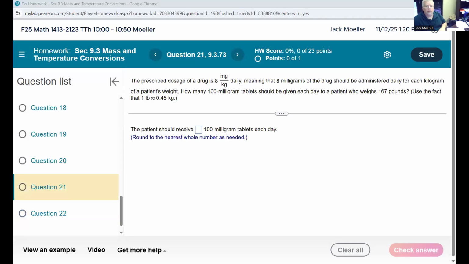All right, so for 21, we have the prescribed dosage is 8 milligrams per kilogram daily. So that's going to be a probably important number, meaning that 8 milligrams of the drug should be administered daily for each kilogram of the patient's weight. So how many 100 milligram tablets should be given each day to a patient who weighs 167 pounds?